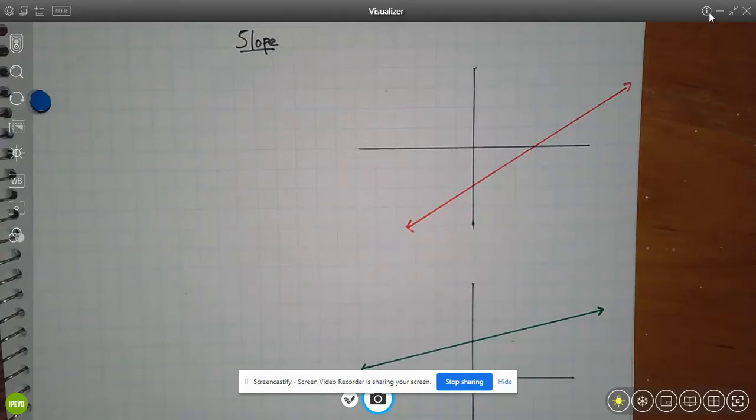In this video, we're going to discuss how to calculate slope. Slope refers to the angle or direction that a line is traveling. So the slope tells us if the line is going up or down. It tells us if the line is steep or shallow.